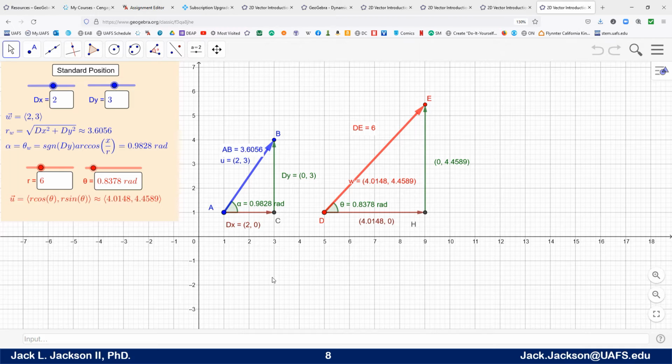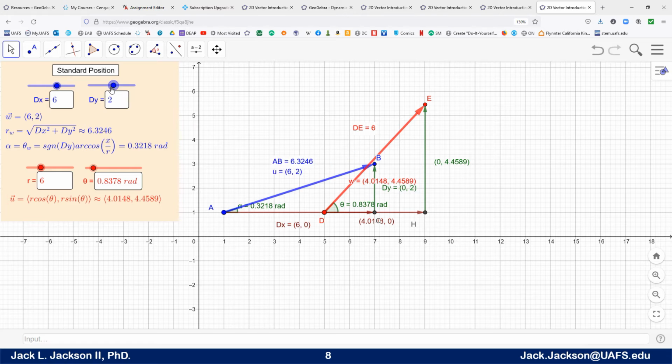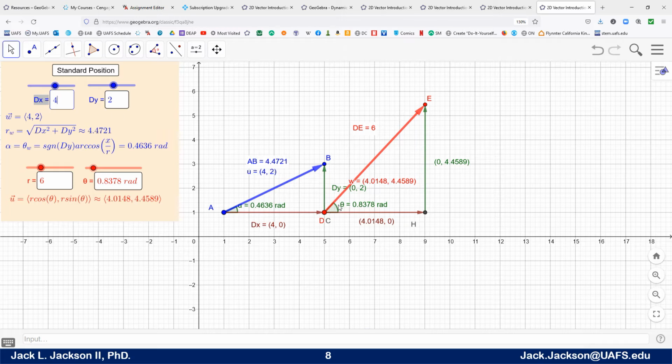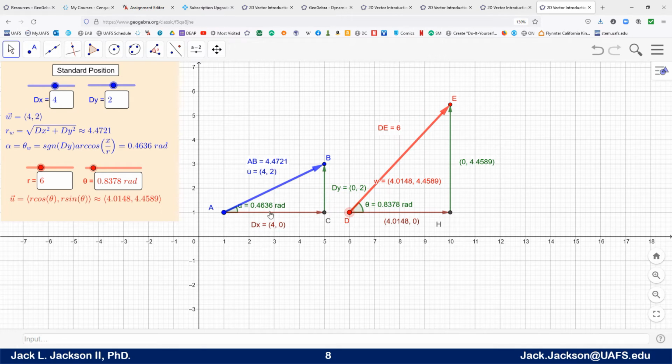Okay, so if we look here, we can specify this vector u by specifying the change in x, dx, and the change in y, dy. And we can adjust these by either adjusting the slider here and here, or actually getting in here and typing in a number. So for example, 4, 2 means we're going to the right 4 and then going up 2.